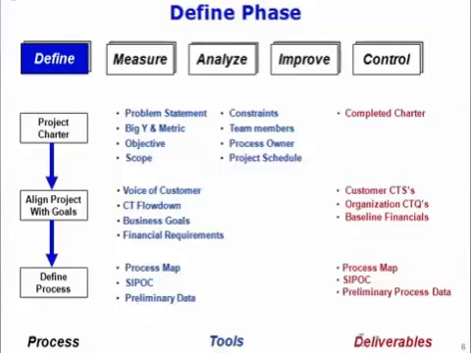And then finally you've got the deliverable. So what is it I'm trying to get as a deliverable from the project charter? Well, it's a completed charter, or project contract as it is sometimes known. In the next step, aligning the project with the goals, we want to make sure we've got customer critical to satisfaction, or organizational critical to quality, or baseline financials. And then in defining the process, we want a process map, maybe a SIPOC, and some preliminary process data.